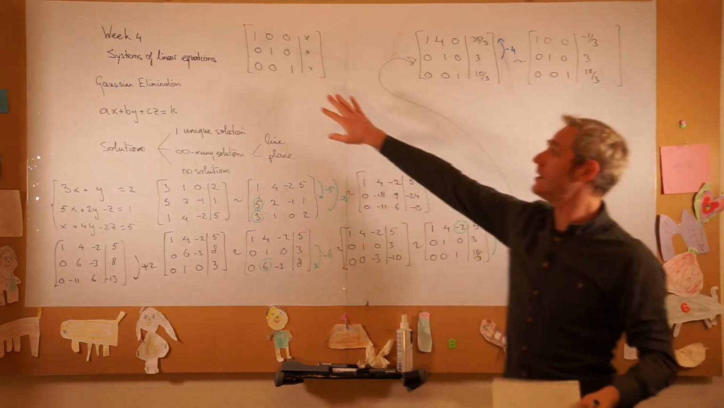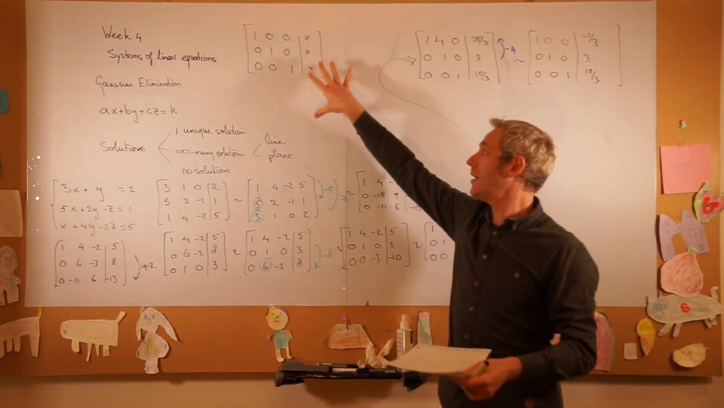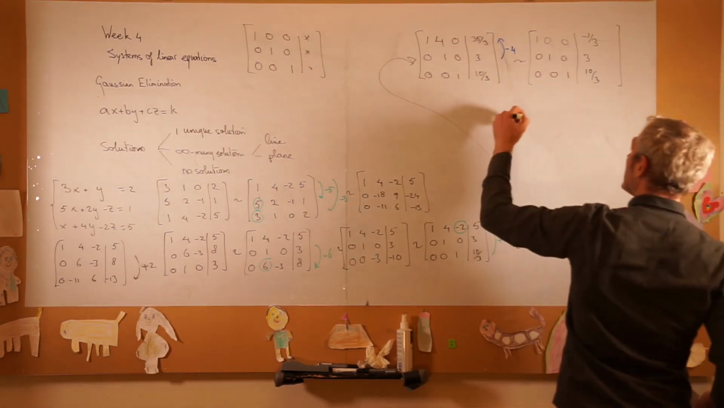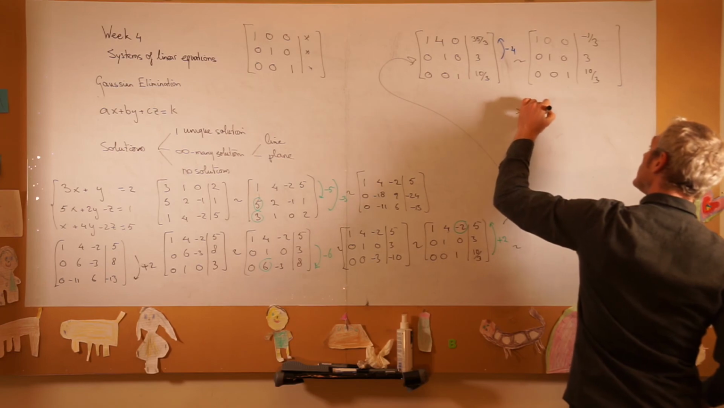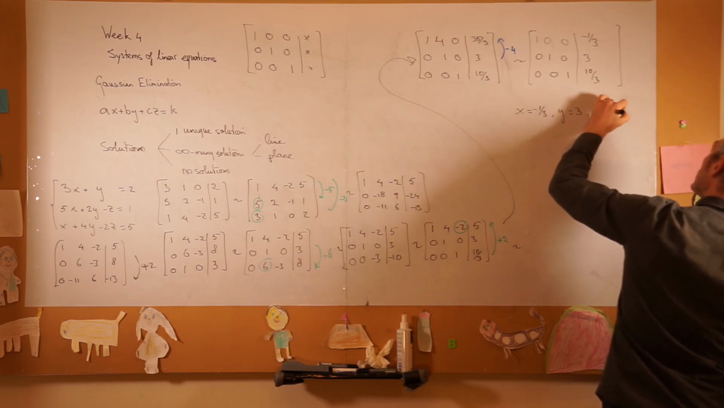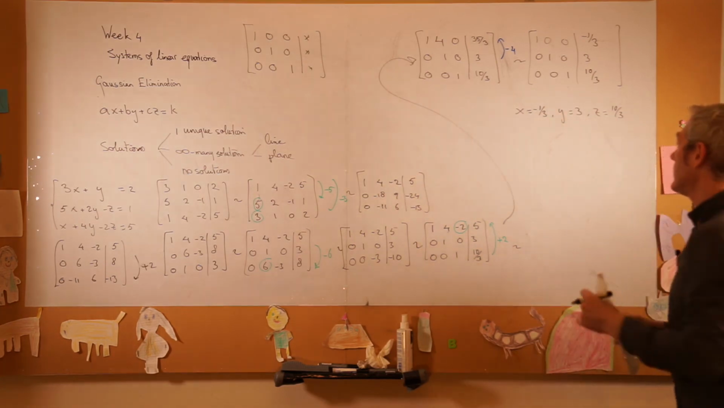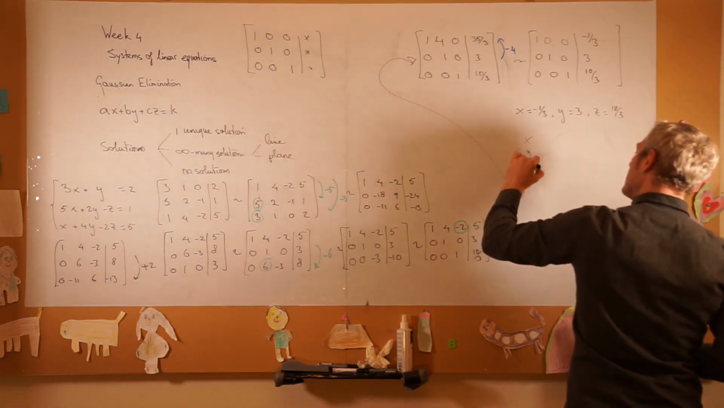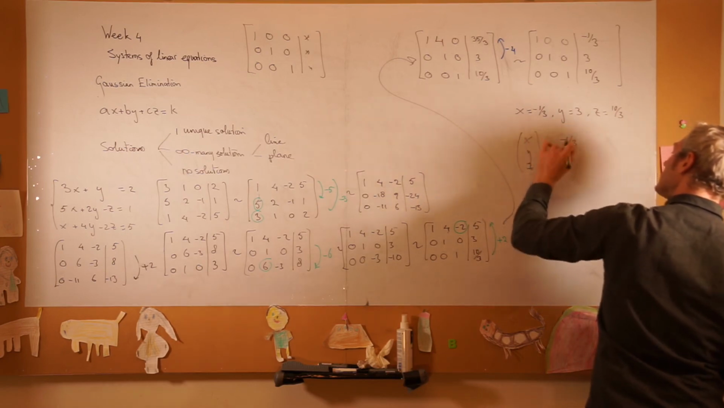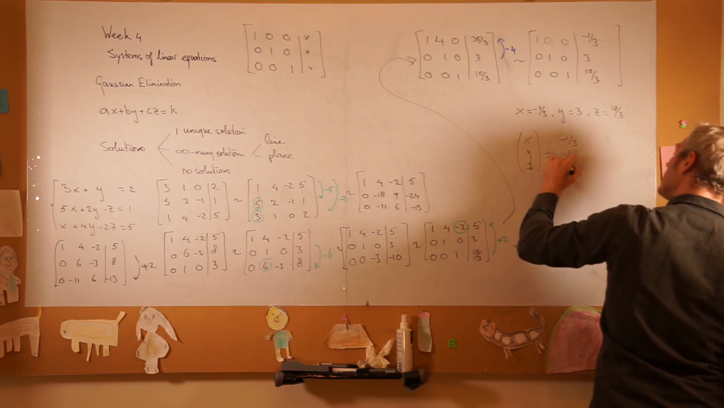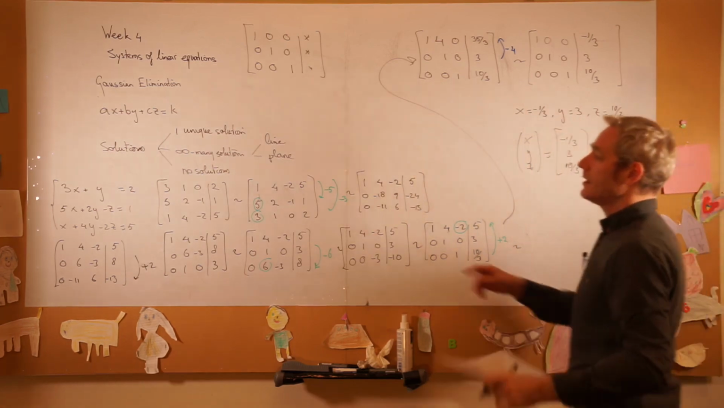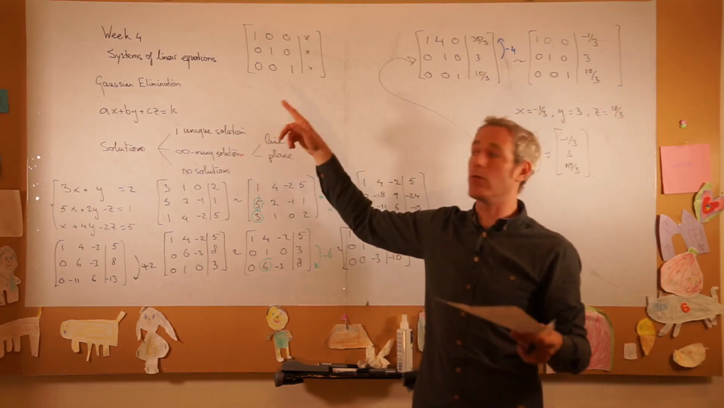And we are at the end of our Gaussian elimination. We can write out x is equal to minus 1 over 3, y is equal to 3, and z is equal to 10 over 3. And this represents one single solution. It is one single vector, which represents one point in 3D space. So this is the situation where you have one single solution.